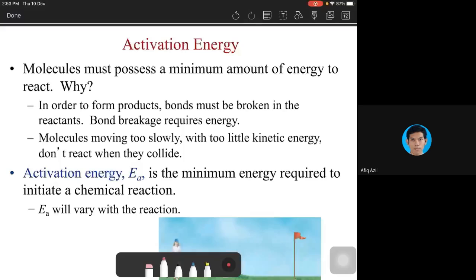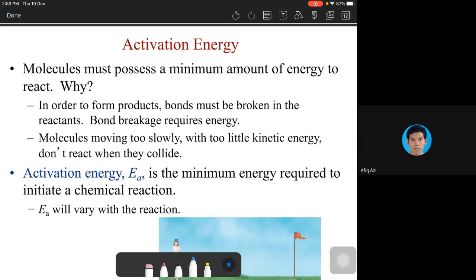Okay, continuing with the activation energy. Another term that maybe you just encounter. Molecules are said to possess a minimum amount of energy to react. They must have a certain amount of energy for them to produce the product.